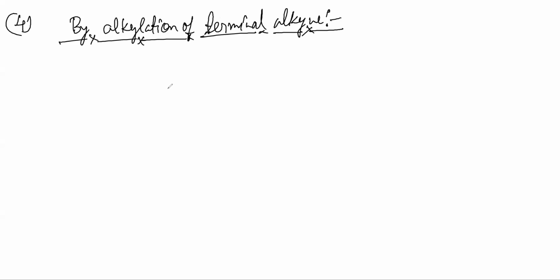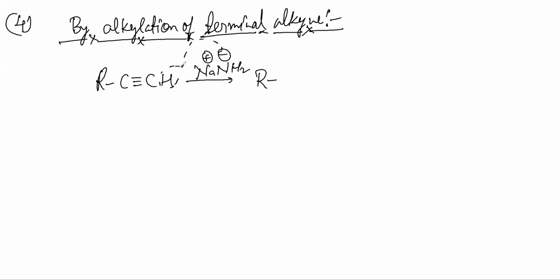By alkylation of terminal alkyne. Now let's see this. If you treat it with NaNH2, what will happen? Can you tell me the product? It is NH2 minus. NH2 minus pulls this H of RC triple bond CH. Okay. What are we going to get? We are going to get this.